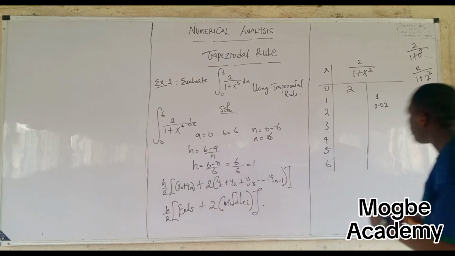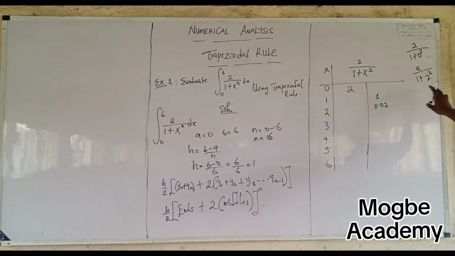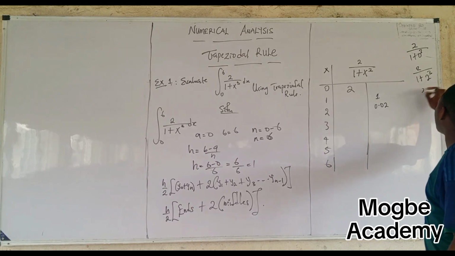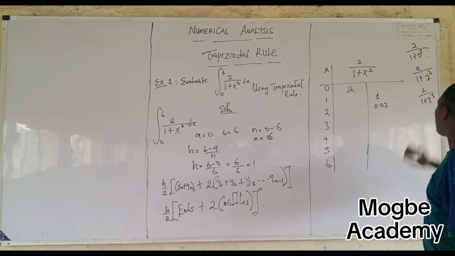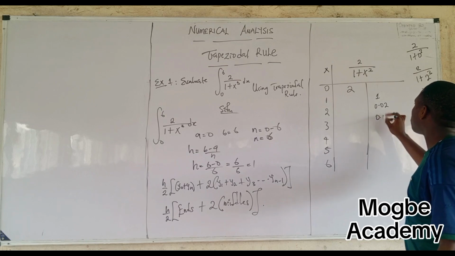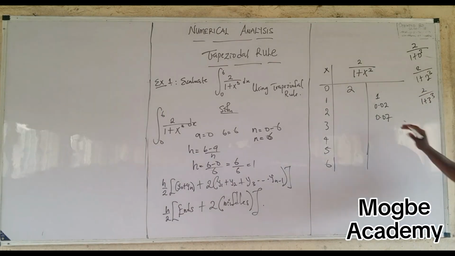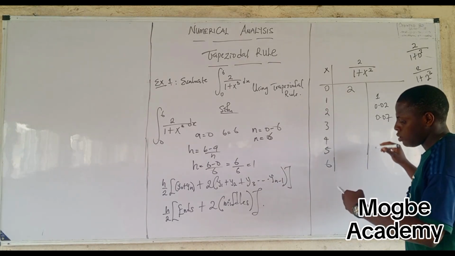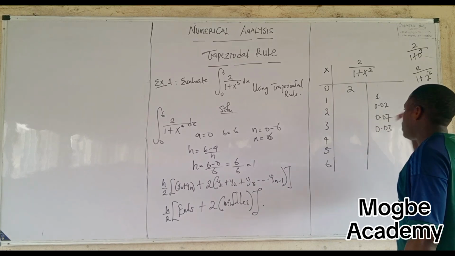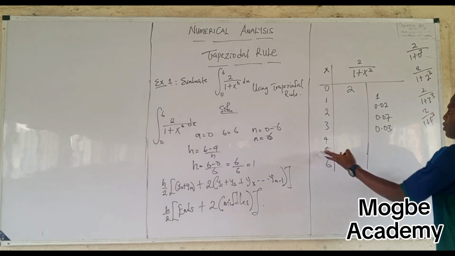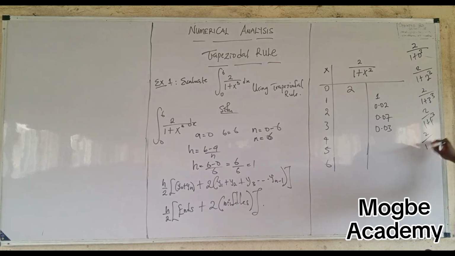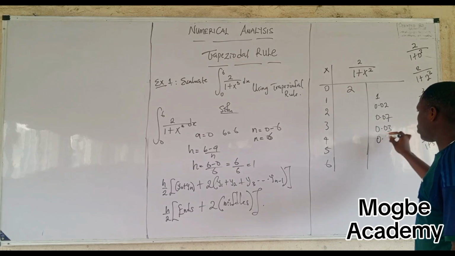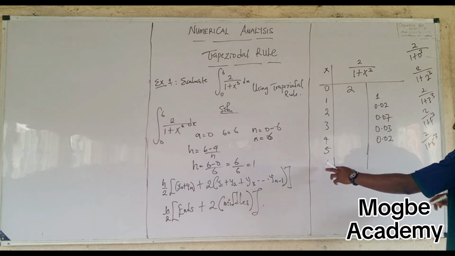0.02. Are we together? Now, the next one is for 3. If you punch that with your calculator, you simply arrive at 2 over 1 plus 3 cubed. Are we together? You now have 0.07. Are we together? Now, if you do that to the next one, which is 2 over 1 plus 4 raised to the power of 3, you simply arrive at 0.03. Now, the next one is for 5. For 5, you simply have 2 over 1 plus 5 raised to the power of 3. If you punch that with your calculator, you simply arrive at 0.02.